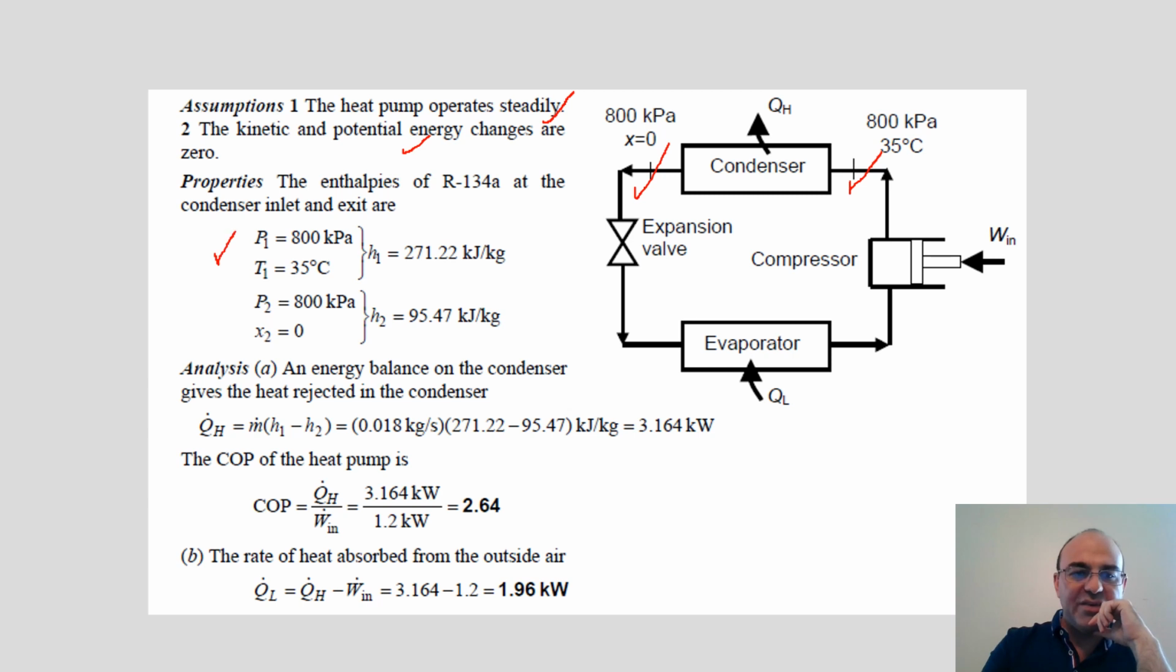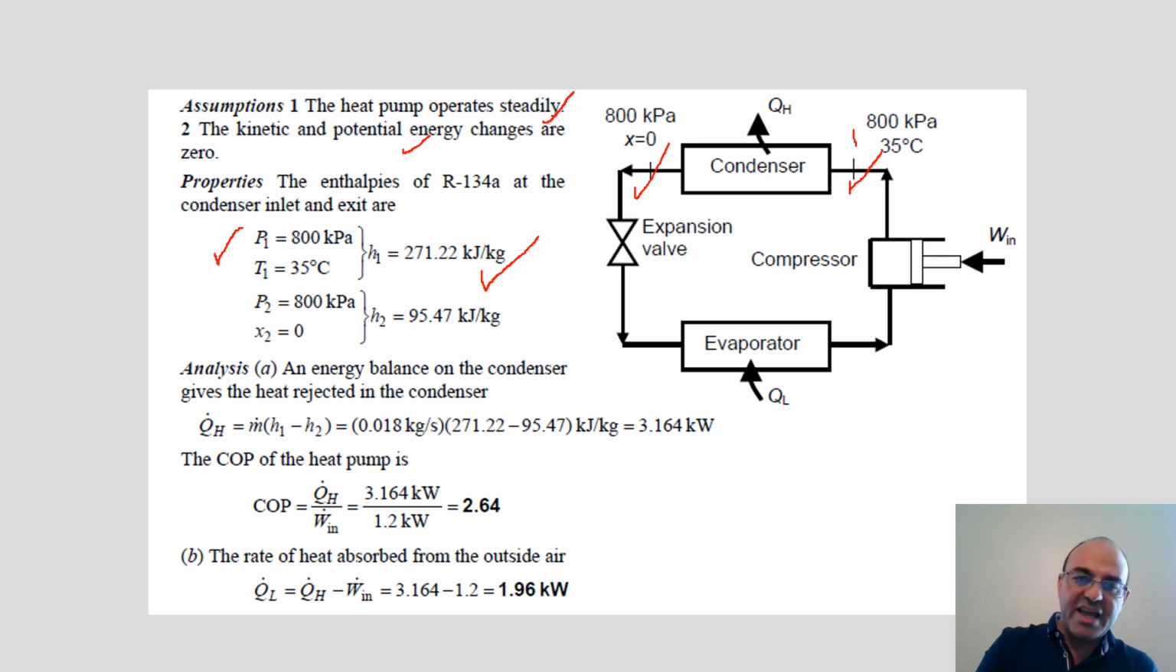So P1, T1 is given. We do need to use the refrigerant table for the superheated gas. So here, the gas is superheated at the exit of the compressor or inlet to the condenser. With given pressure and temperature, we can go ahead and read h, the enthalpy of the refrigerant, h1.